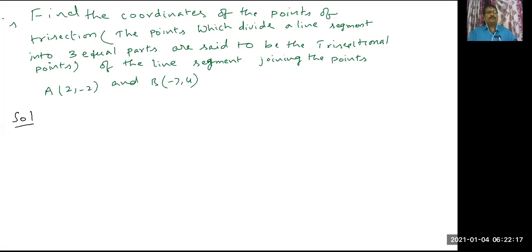So find the coordinates of the points of trisection. The points which divide a line segment into three equal parts. That means 1:2 or 2:1.